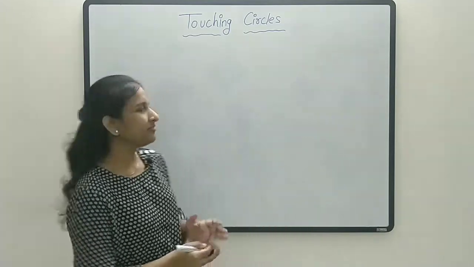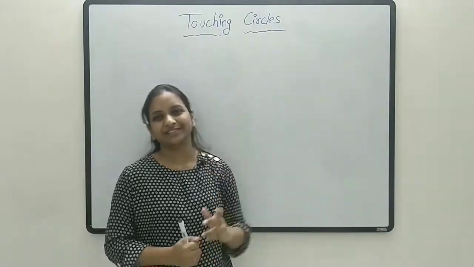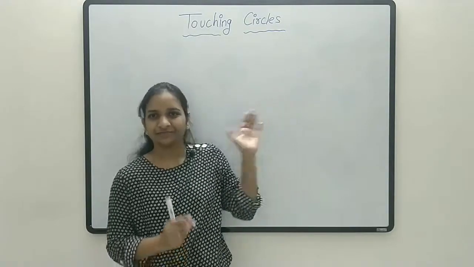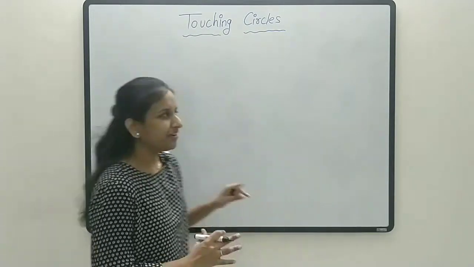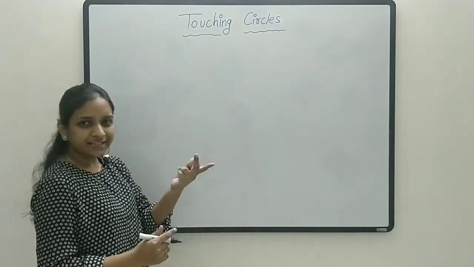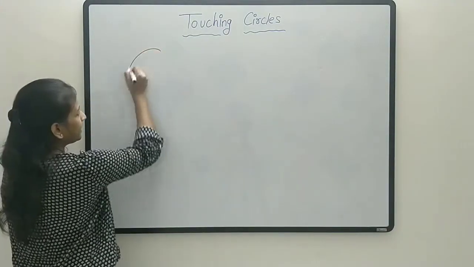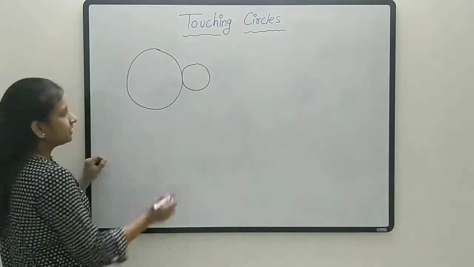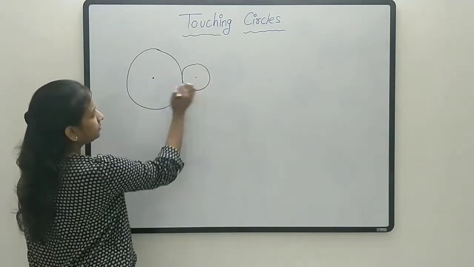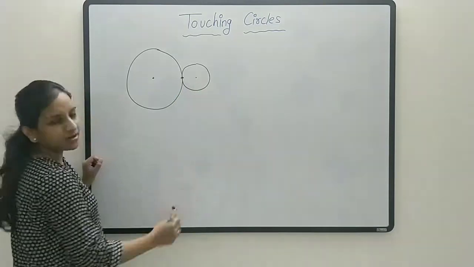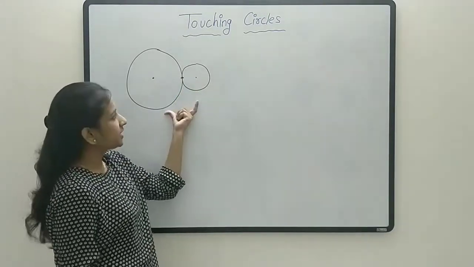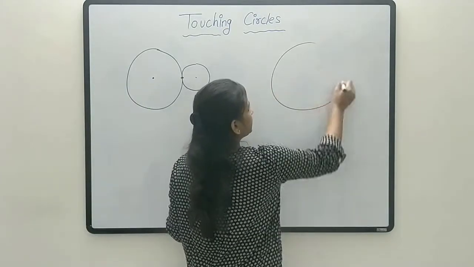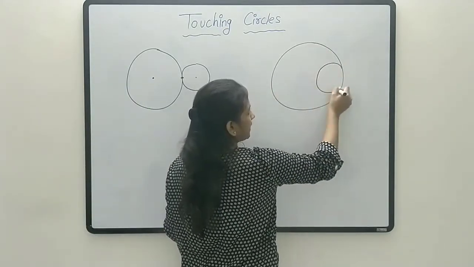In this video we are covering a very simple topic, touching circles. As the name is self-explanatory, we can understand that there are circles which touch each other. Now, two circles can touch each other externally like this. This is the big circle and this is the small circle. Say this is the center of the two circles and this is the common point of contact. These two circles touch each other externally, and two circles can touch each other internally like this.